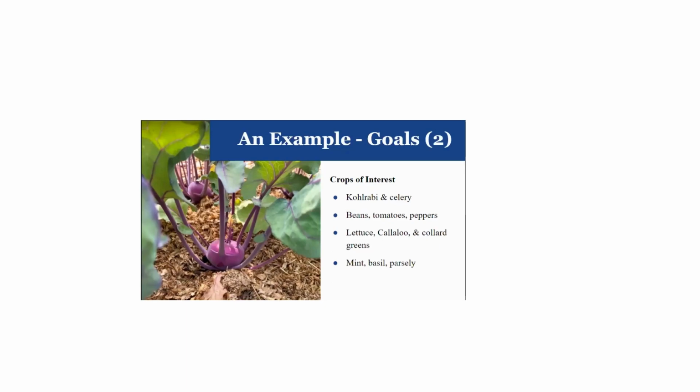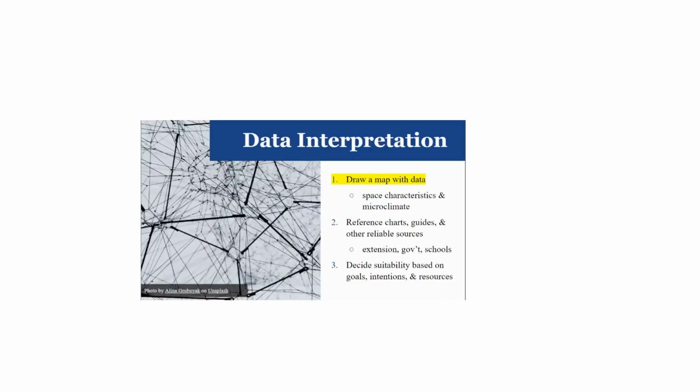And let's say also for this fictional garden, you want to grow plants with hardy stems like kohlrabi, which is to the left, and celery, and you want to grow fruiting plants like beans and tomatoes and peppers, and you want to grow leafy greens like lettuce, callaloo, and collard greens, and lastly for your herbs, you want to grow mint, basil, and parsley. Just making something up.